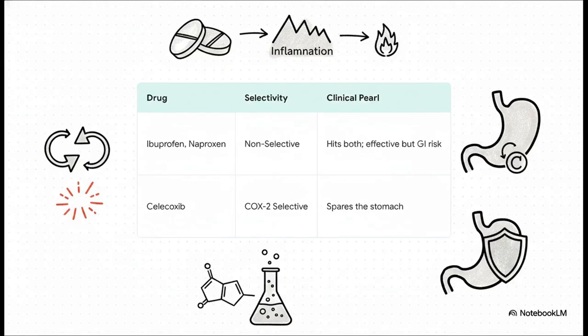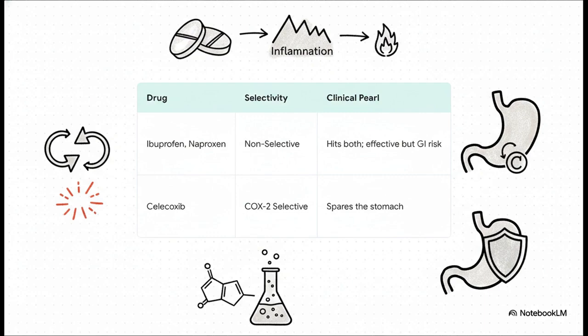And here's where our everyday drugs fall on that spectrum. The traditional NSAIDs you know, like ibuprofen and naproxen, are non-selective. They're like a bomb. They hit both factories. They work great for pain because they take out COX-2, but they also hit COX-1, and that's why they can be rough on the stomach.